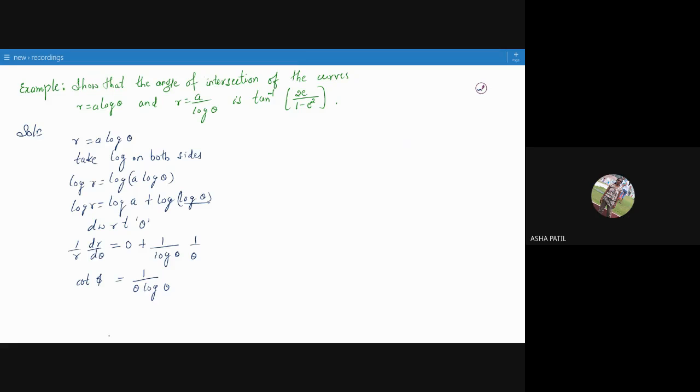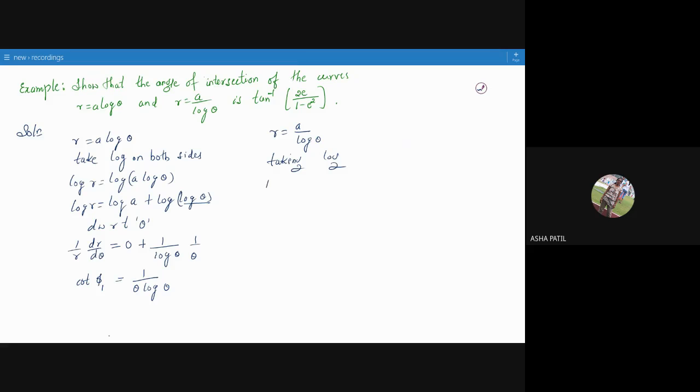Now since this is for one curve and yet we have another curve, so let us call this cot phi 1 equal to that. Now let us consider the second curve r is equal to a divided by log theta. So take again log on both sides.